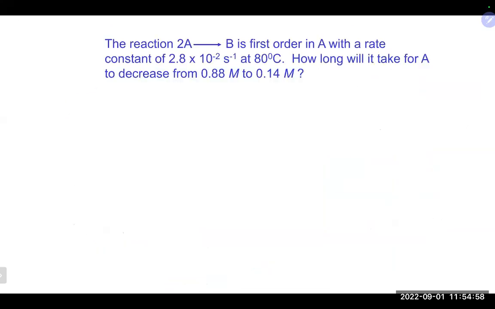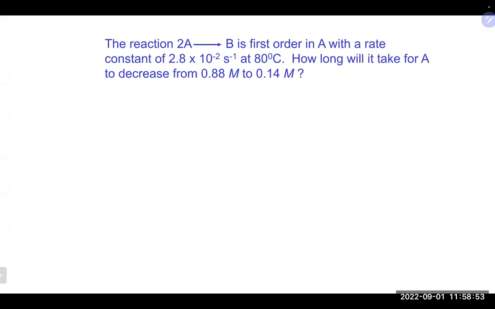So why don't we try one here? The reaction is 2A to B. It is first order in A with a rate constant of 2.8 times 10 to the minus 2 reciprocal seconds. How long will it take for A to decrease from 0.88 to 0.14 molar? So take a couple minutes to see what you come up with. Okay, let's take a look.